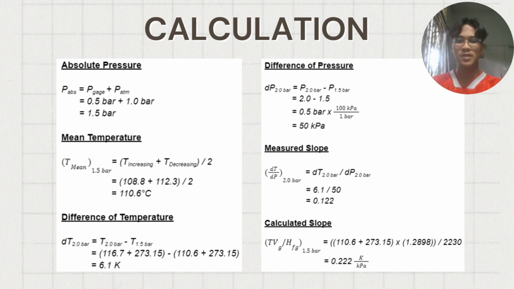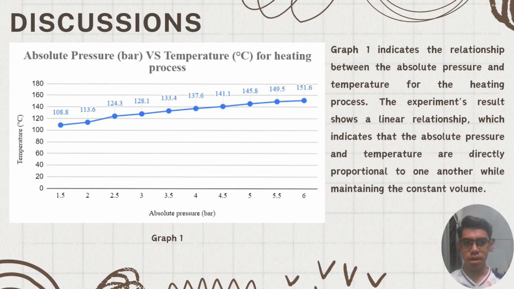And lastly, for the calculated slope, times the mean temperature in Kelvin with its specific volume and then divided by its enthalpy. Next, let me explain the graphs that we plotted for this experiment. Graph 1 indicates the relationship between absolute pressure and temperature for the heating process.